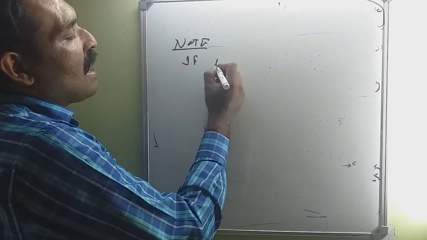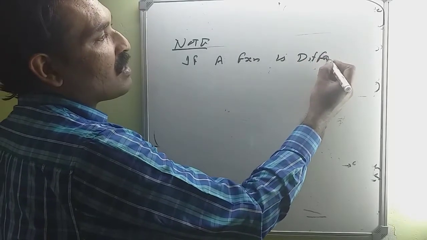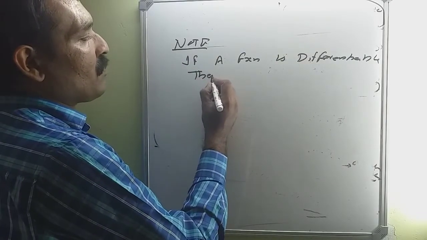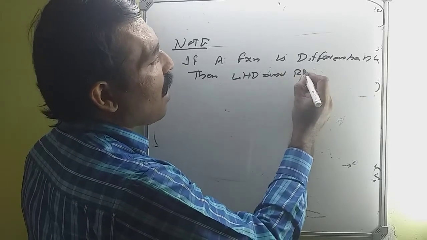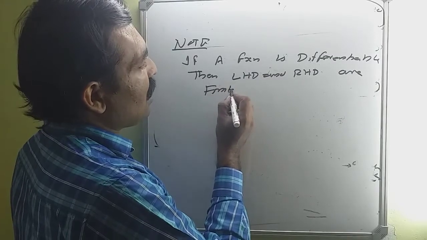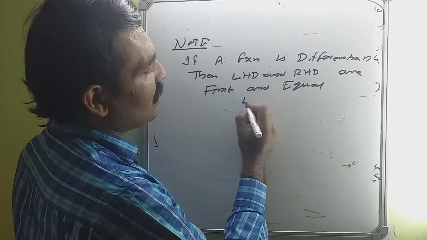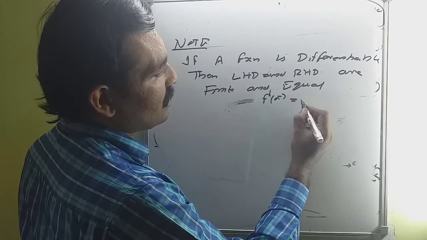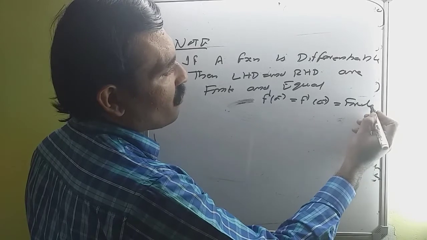If a function is differentiable, then LHD and RHD are finite and equal. That is, f dash a minus is equal to f dash a plus is equal to a finite value.